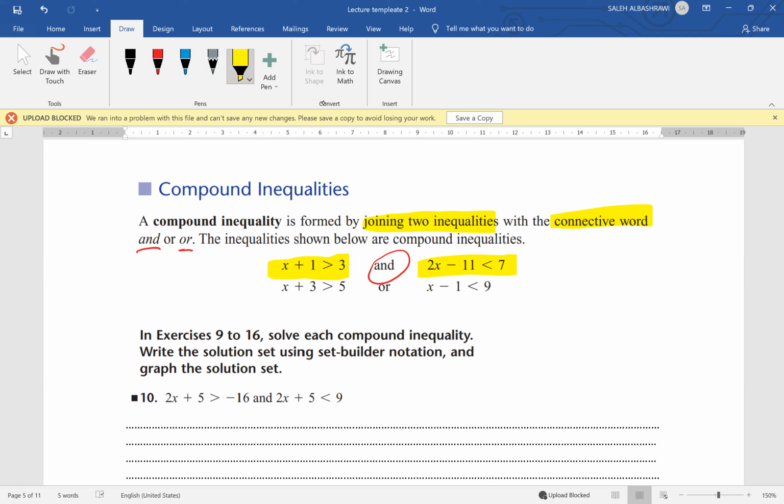If we have "and", for the solution of a compound inequality, we are going to use intersection. It means we are looking for the common solution of the first inequality and the second inequality. We are looking for something common, the values of x that satisfy the first inequality and the second inequality. So we are looking for the intersection between the solution set of the first one and the second one.